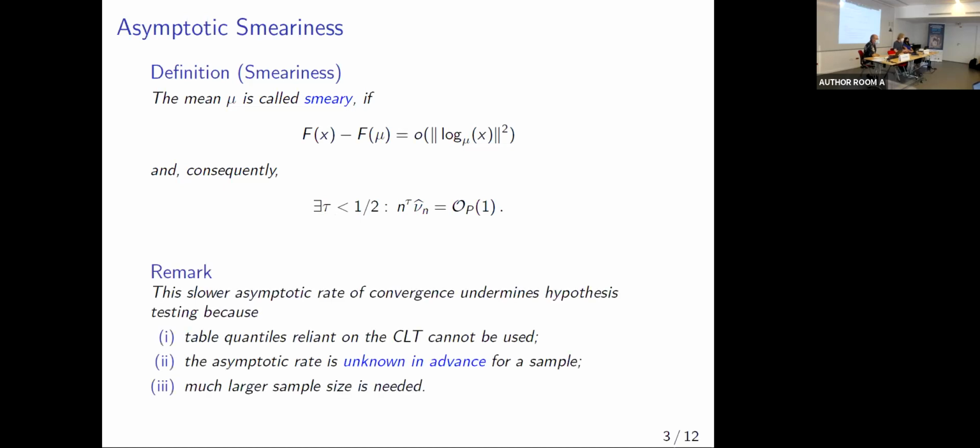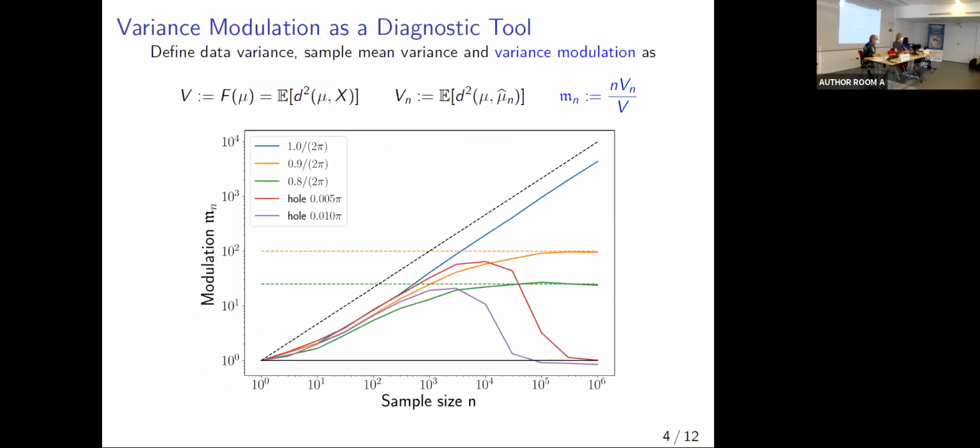And this, of course, leads to several problems. First of all, most hypothesis tests rely on tabled quantiles, and those are based on the central limit theorem, and they cannot be used here, because we don't have a Gaussian limiting distribution. And secondly, the asymptotic rate here, the tau, is not known in advance for a sample. So this is kind of a problem when we try to correct this. This isn't straightforwardly possible. And lastly, of course, and this is a problem we cannot overcome due to the slower rate of convergence, we need larger samples for asymptotics to kick in to get a higher power of the hypothesis test.